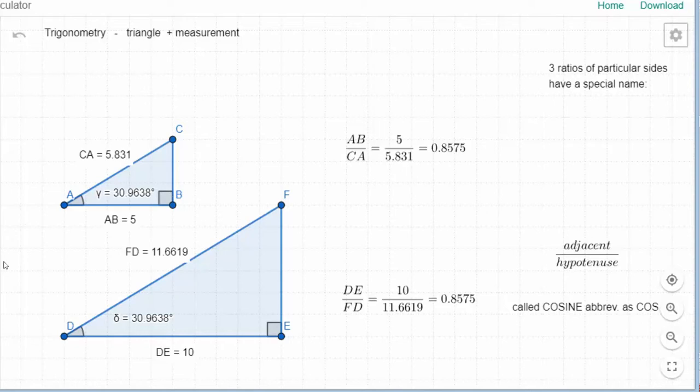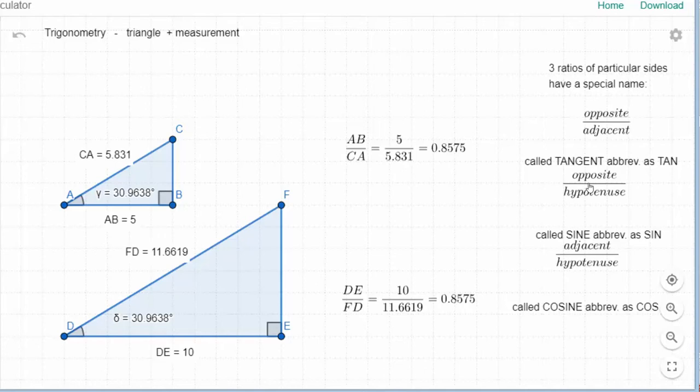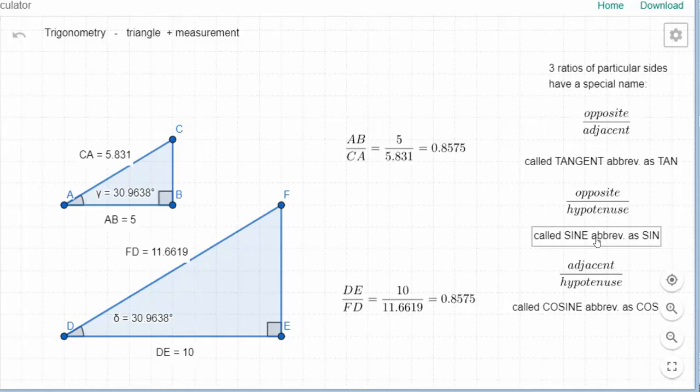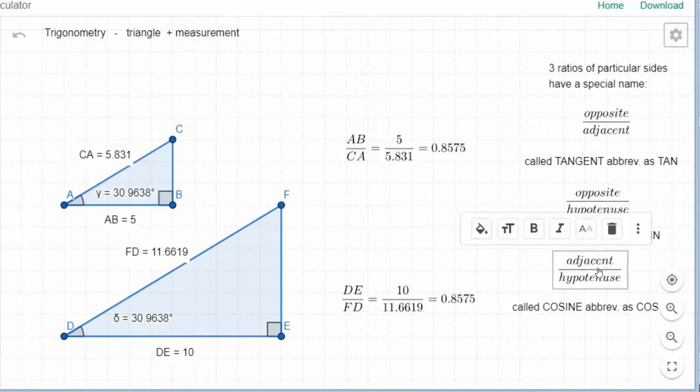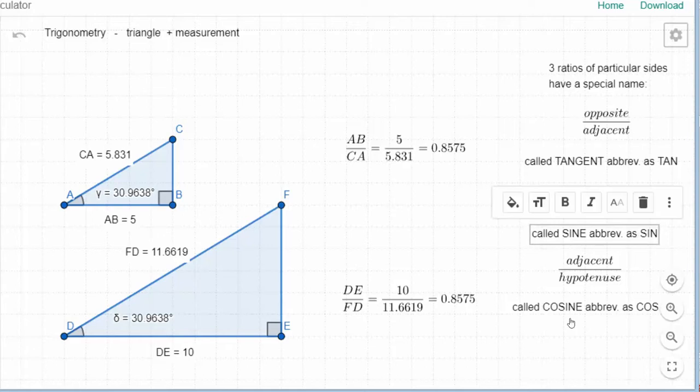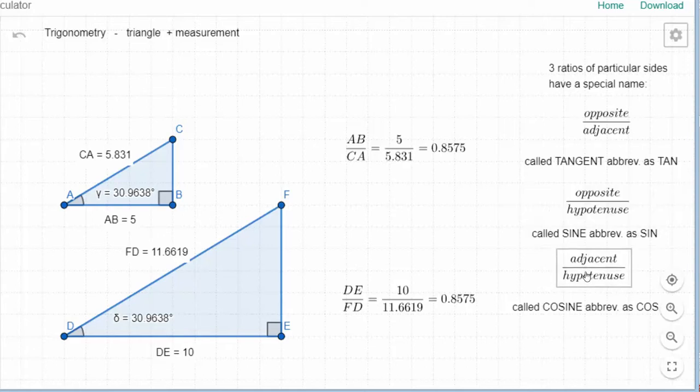So you have three ratios. You need to learn these. So you have the tangent ratio, which is the opposite over adjacent. You have the sine, opposite over hypotenuse, abbreviated as SIN. Some people say sin. Doesn't really worry me what you call it. And in this video we introduce adjacent over hypotenuse, cosine, abbreviated as COS.